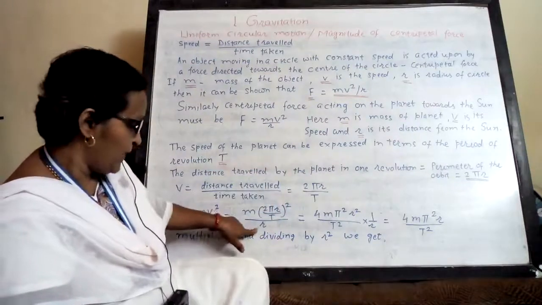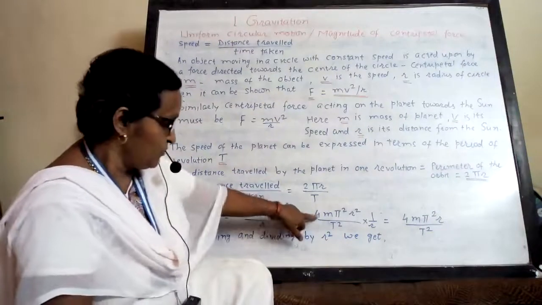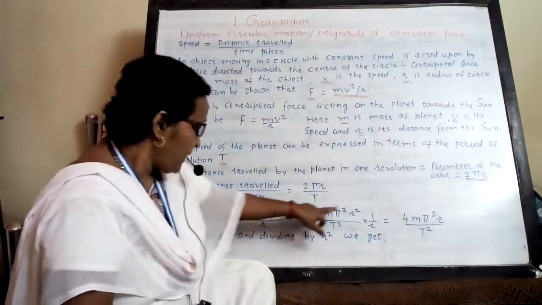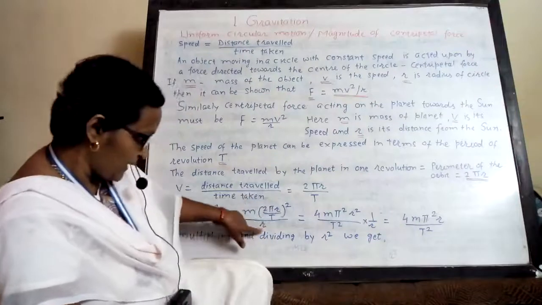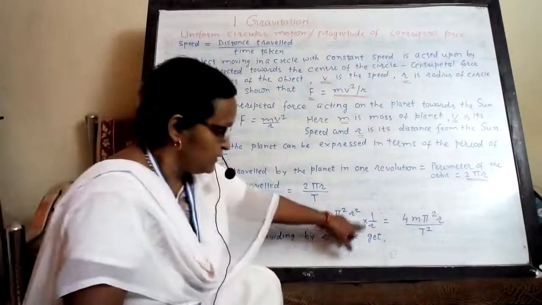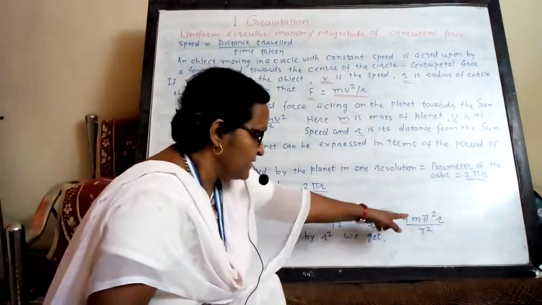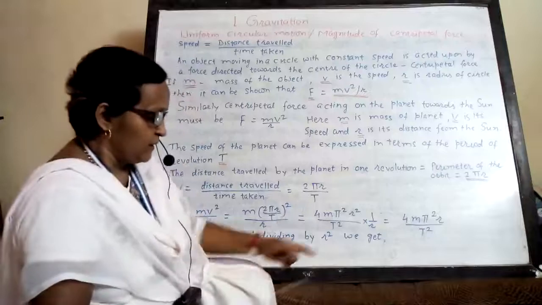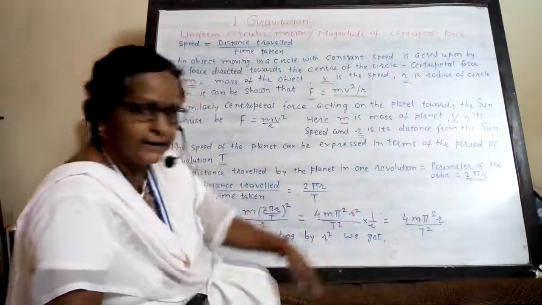That is mv squared, divided by r. It comes to be m as it is, 2 squared is 4, then 4m pi squared r squared divided by t squared, and divided by r again. So I have written it this way, 1 by r. That comes to be 4m pi squared r, because r squared divided by r, one r gets cancelled.